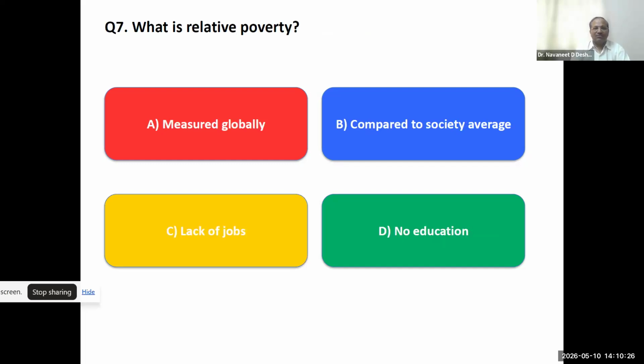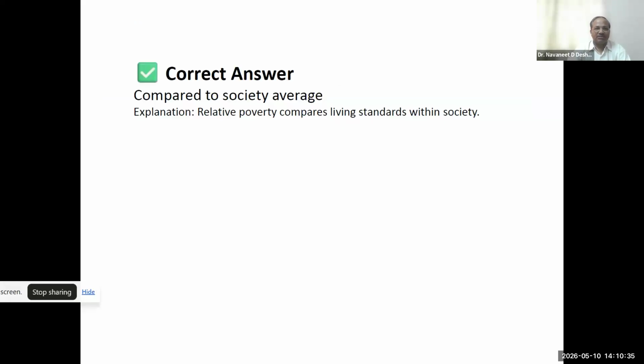Now, the seventh question is, what is relative poverty? Measured globally, compared to society average, lack of jobs, and no education. Correct answer is compared to society average. Relative poverty compares living standards within the society.